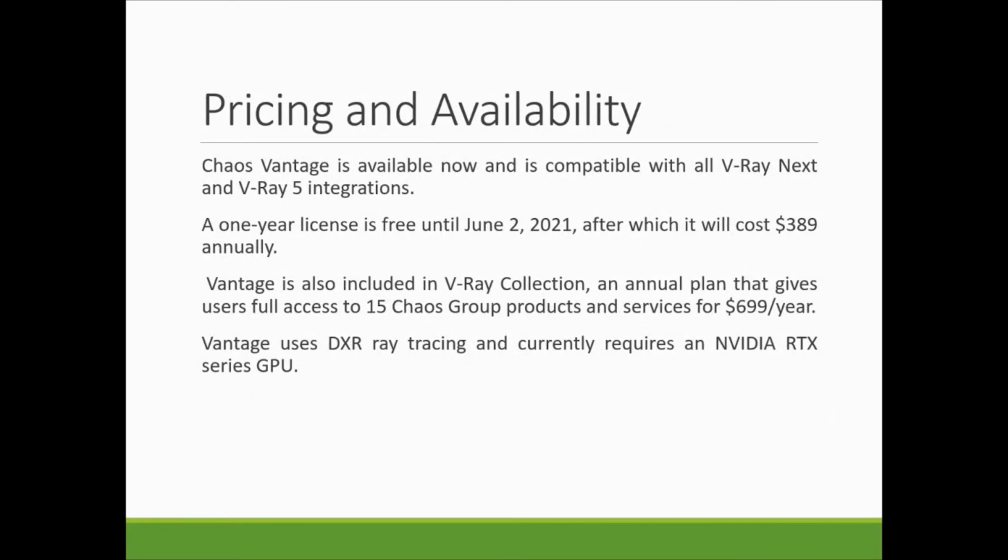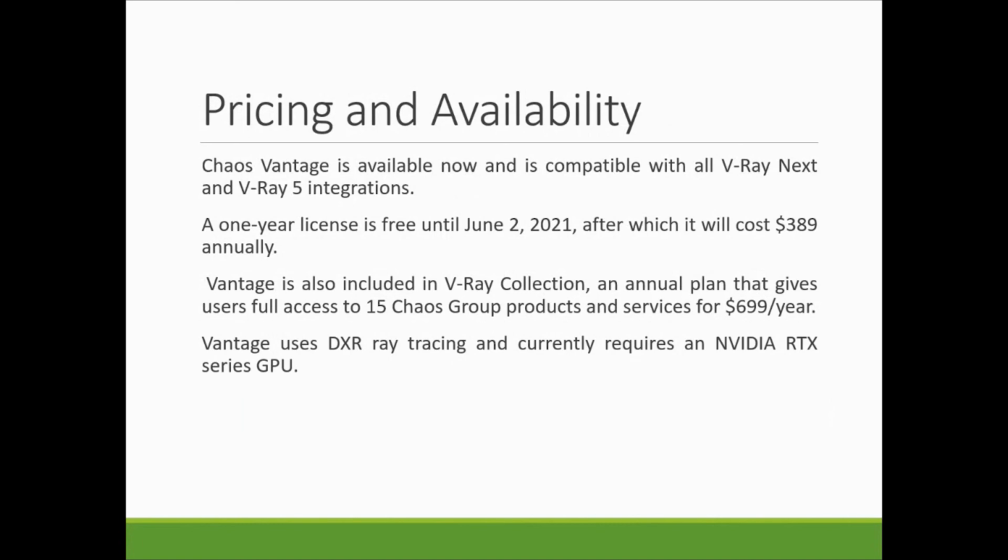Chaos Vantage is now available and is compatible with all the V-Ray Next and V-Ray 5 integrations. And now they are providing a 1 year free license till June 2nd, 2021, after which it will cost around $389 annually. And Vantage is also included in the V-Ray Collection, a plan which has 15 Chaos Group products and costs around $699 per year.